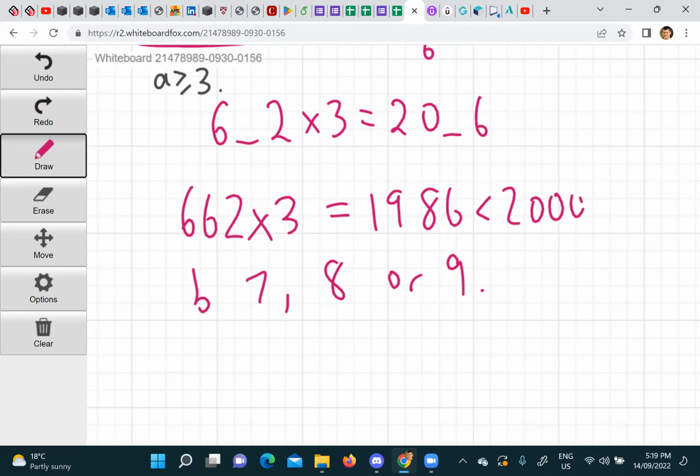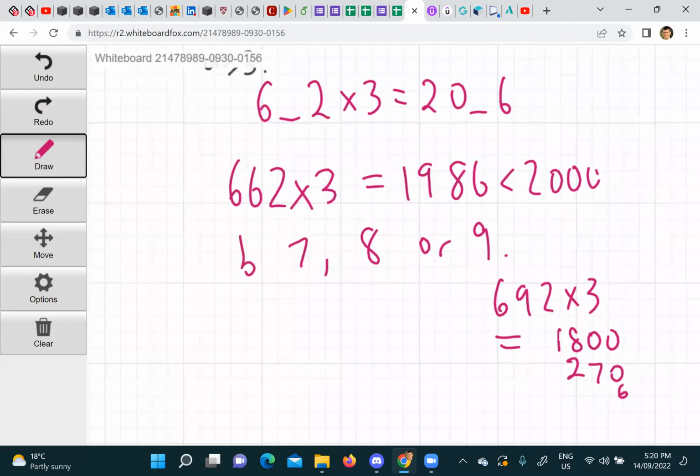692 times 3 equals 2076. It's 1800 plus 270 plus 6. So yes, 2076, and that's not what we want, right? Okay, good. So it's not 9.